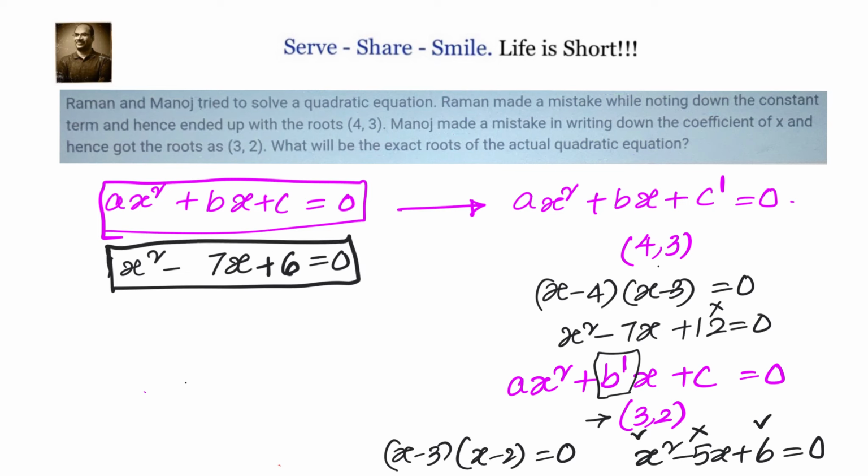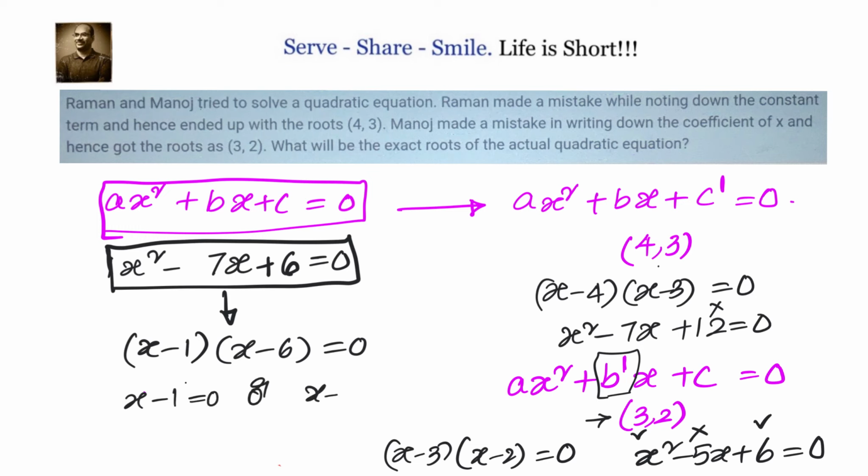Now they are asking what are the exact roots of this. Again we can split the middle term and we can see that this is x minus 1 into x minus 6 equals to 0, which is x minus 1 equals to 0 or x minus 6 equals to 0, which will give us x equals to 1 or x equals to 6. So the roots are either 1 or 6. So what will be the exact roots of the actual quadratic equation? They are 1, 6.